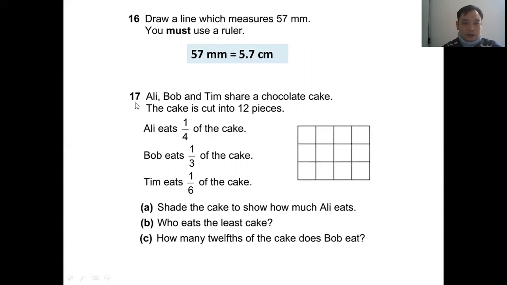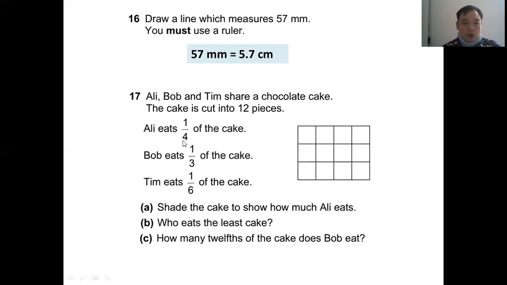Question 17. Ali, Bob, and Tim share a chocolate cake. The cake is cut into 12 pieces. Ali eats 1/4 of the cake. Bob eats 1/3 of the cake. Tim eats 1/6 of the cake. A. Shade the cake to show how much Ali eats.